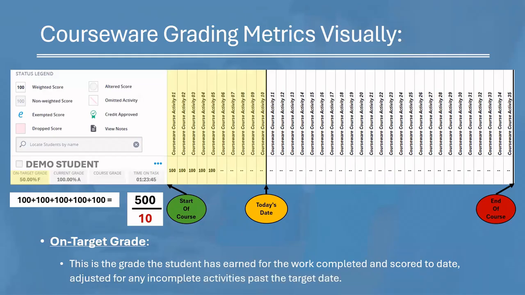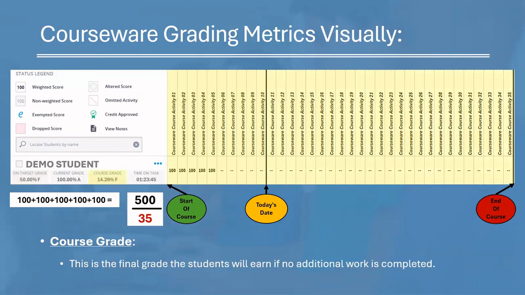Next, we talk about the on-target grade. We now have to take into account where today's date is. So as of today's date, with pacing enabled, the student should have completed 10 assignments. However, they completed those same 5 assignments for a total of 500%. But now that denominator covers the 10 assignments that should have been completed by today. So that 500 divided by 10 gives us a current on-target grade of 50%.